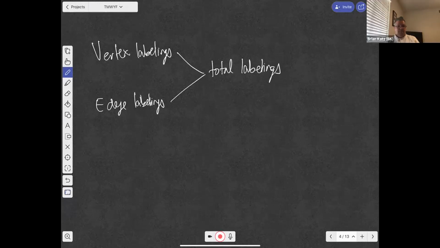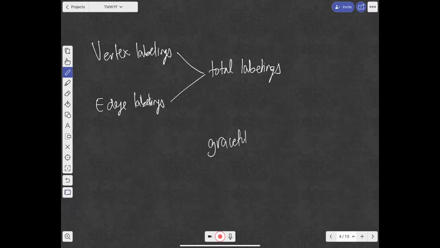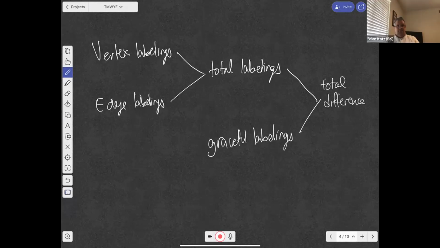And then separately, there are these graceful labelings. And so what Yufei and I did was really combine these two ideas here. We call these, and I'll define them in a minute, total difference labelings.